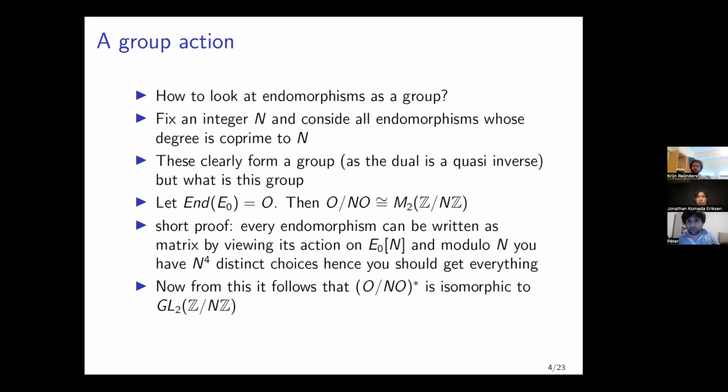This is actually true not just for prime n, it's true for any n. And now, what are the ones whose degree is coprime? Here the degree really translates to the determinant modulo n. Degree being coprime really just means that it's an invertible matrix in this ring. So now your group is really just 2 times 2 invertible matrices modulo n.